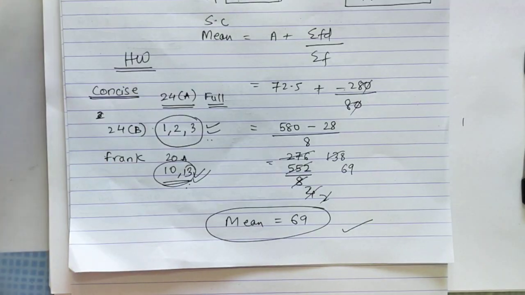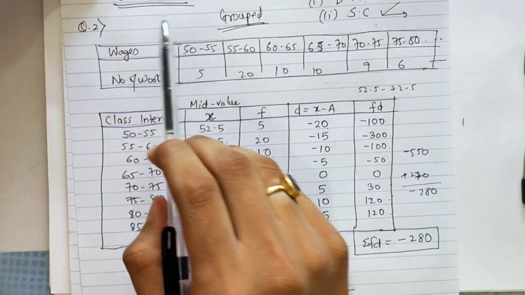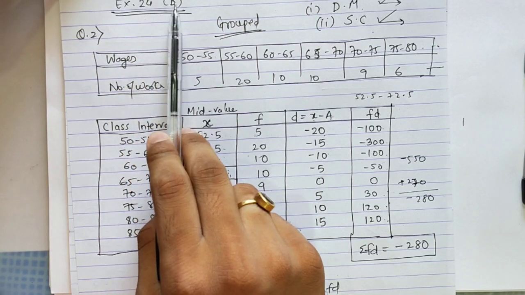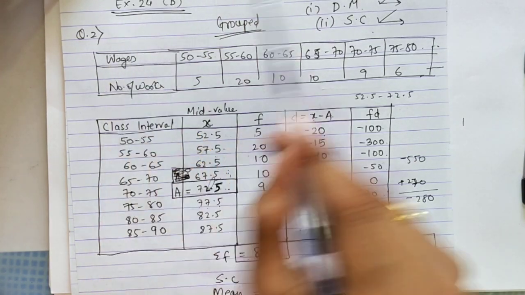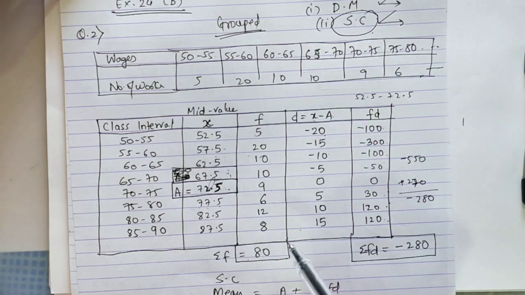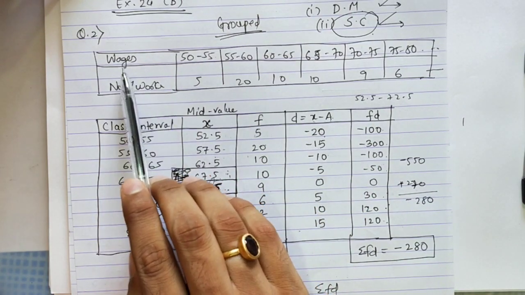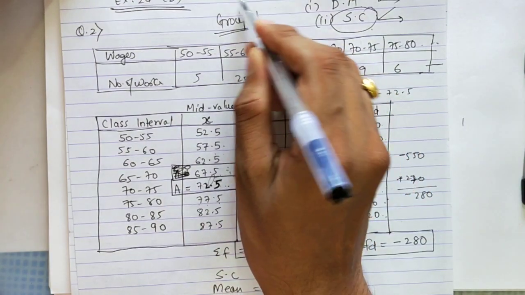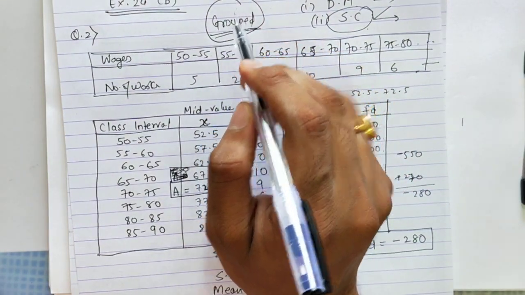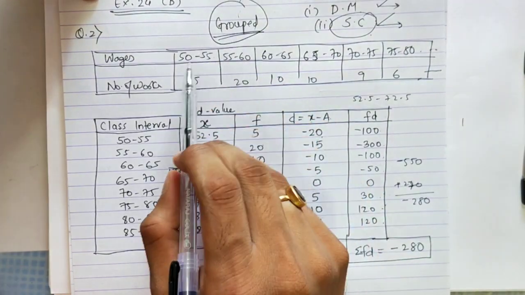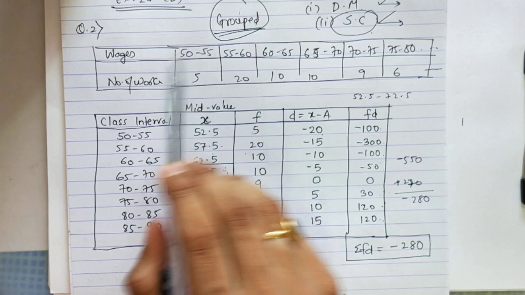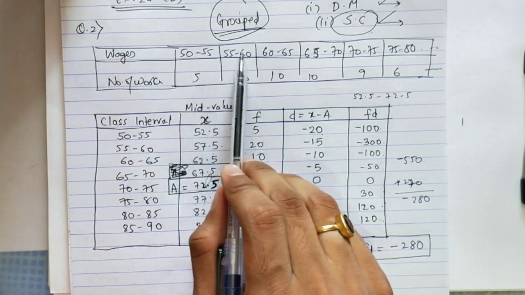Hello students, in the last video we did question number 2 of exercise 24b, and that was based on the shortcut method. The question was given in a grouped data form. What is grouped data form? Where the wages are given in range. This information, the class intervals, are given in range.